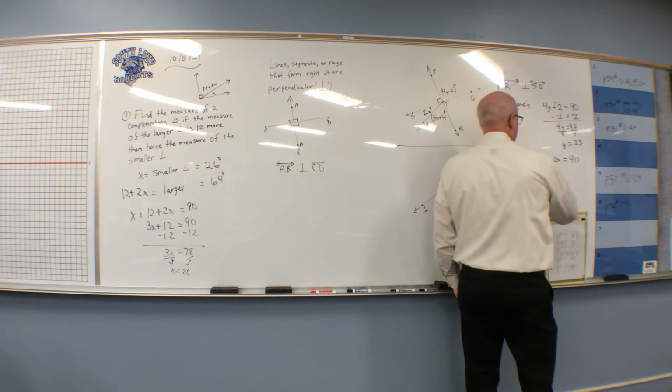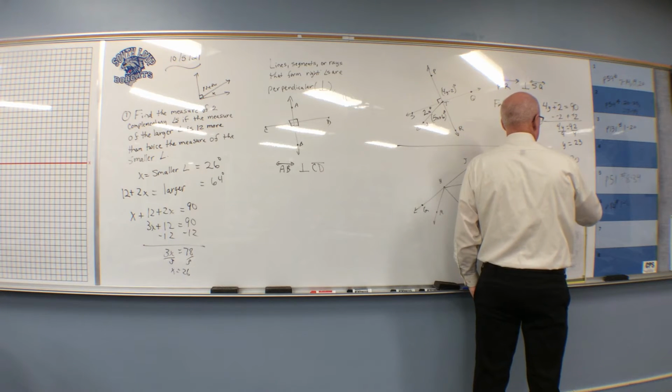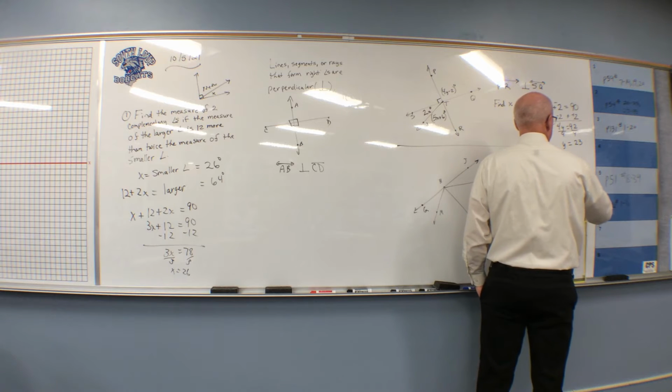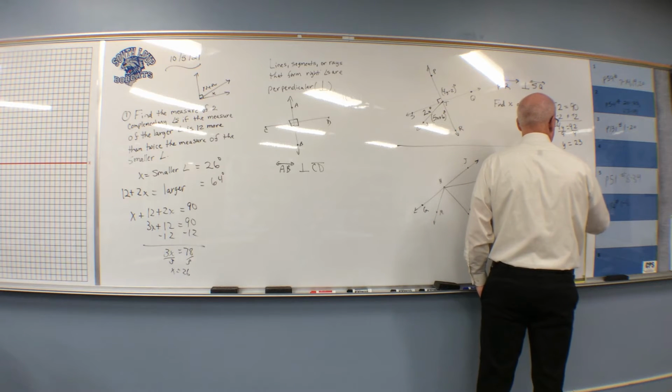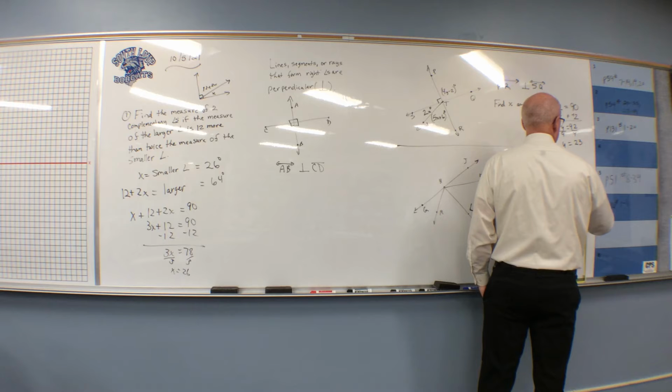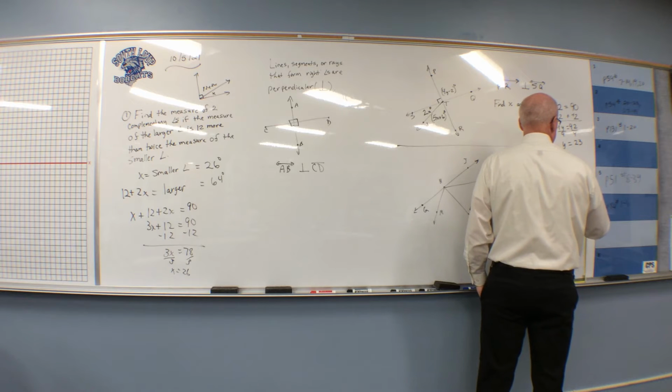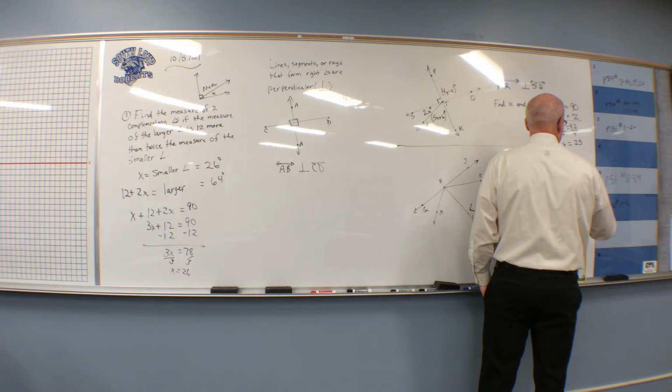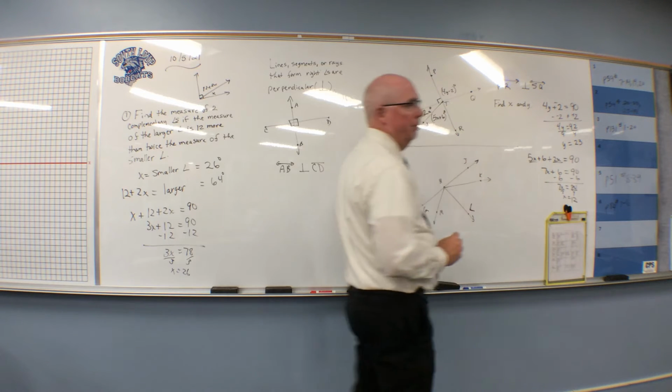We add like terms. So we have 7x plus 6 equals 90. Subtract 6 from both sides. We get 7x equals 84. And we divide by 7, and I get x equals what? 12. So we found x and we found y.